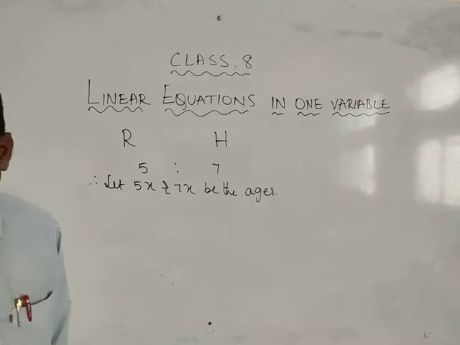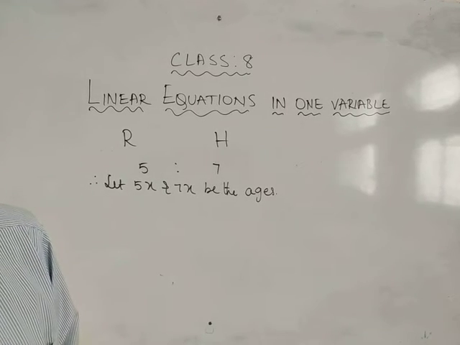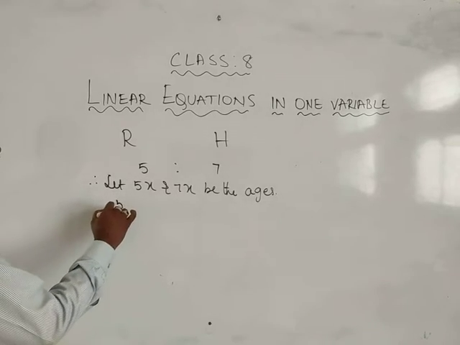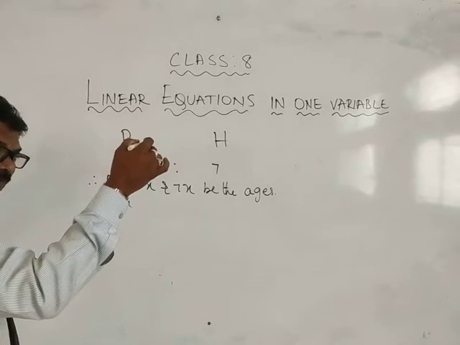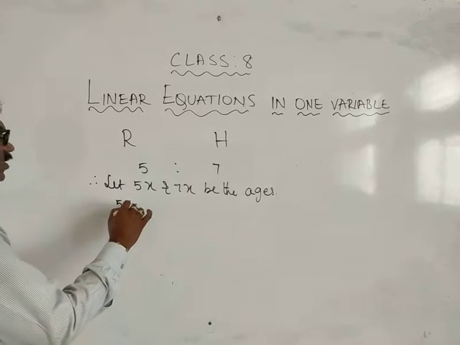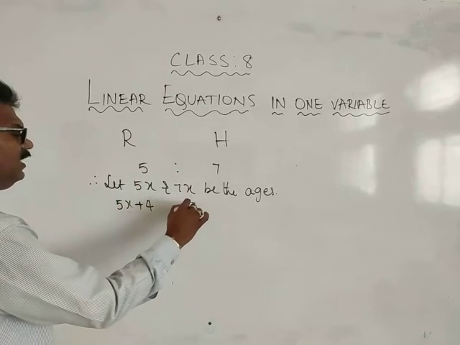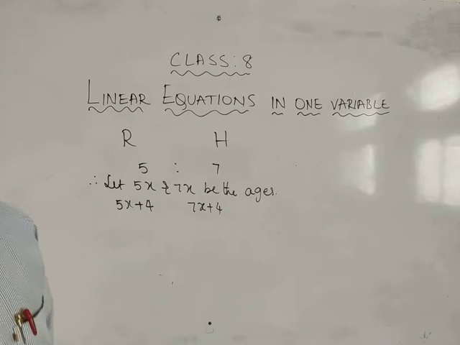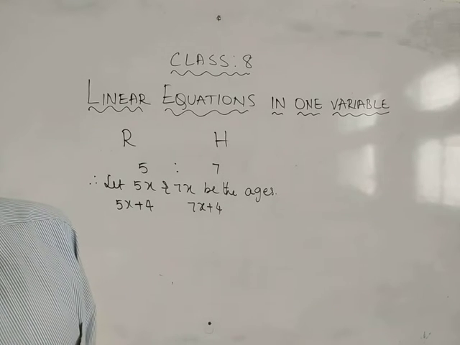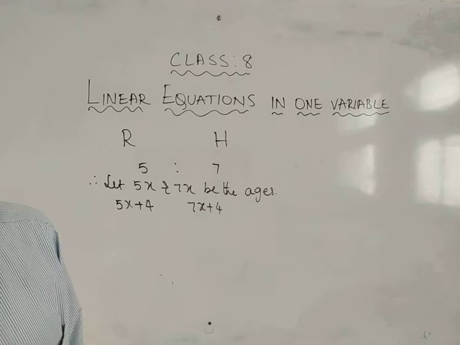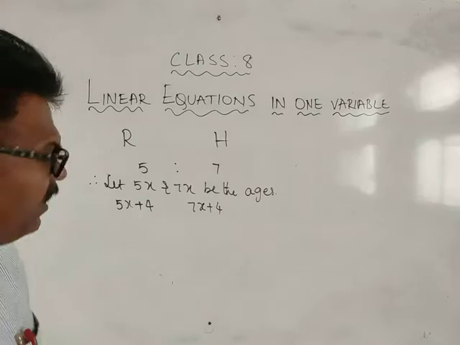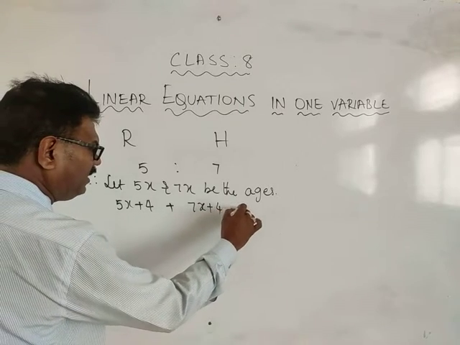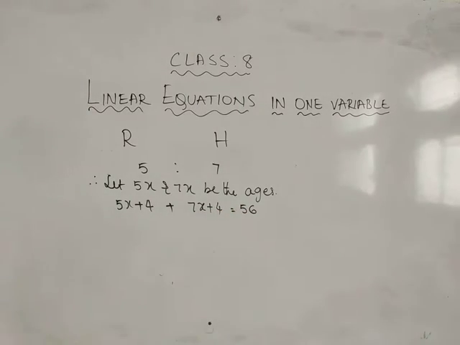Now, 4 years later. 4 years later means plus or minus? Yes, very good, plus 4. Here also 7x plus 4. Then 4 years later the sum of their ages will be 56. If you add these, they will equal 56.